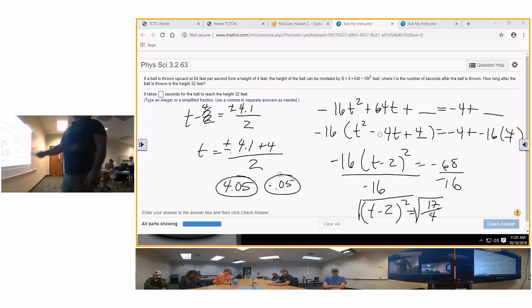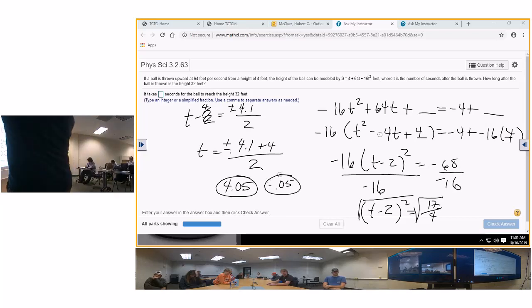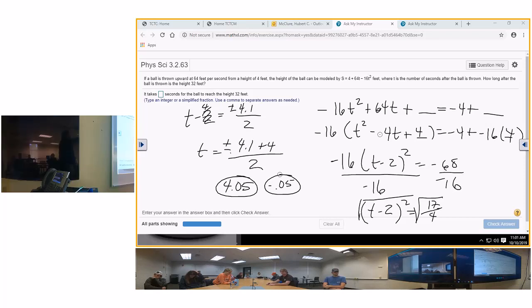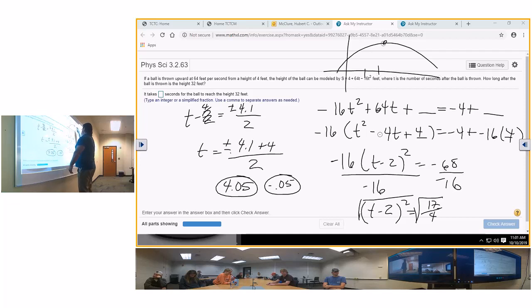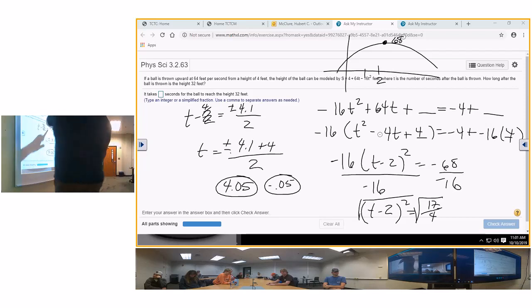Now, what does it say? What does it take for the ball to reach 32 feet? Well, what's our vertex? Our vertex is 2 and what? 68. So our vertex is 2 and 68. 2 and 68. What's half of 68? 34. What are they asking for?